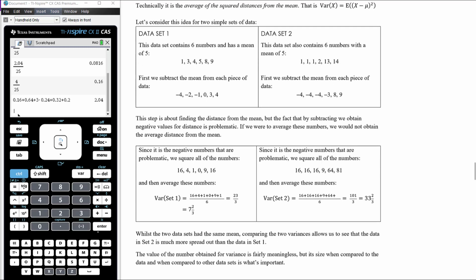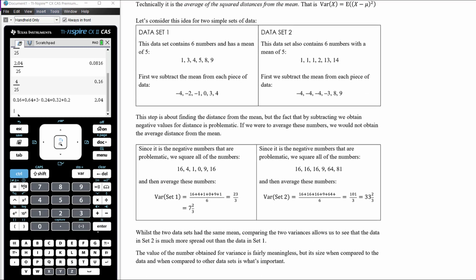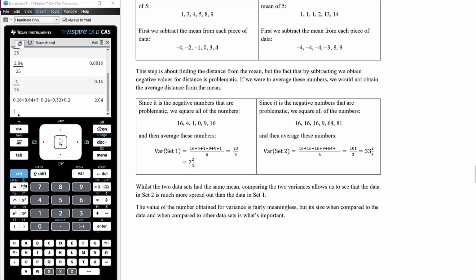It would be a measure of spread to just look at averaging the distances from the mean. But calculating that is more complicated because when we subtract the mean, we get positives and negatives. If I were to just average these, it wouldn't actually give me an average distance because the negatives are interfering. So in order to get rid of the negative problem, we're going to square all the numbers. -4 squared, -2 squared, etc. So now we have positive numbers. We've done exactly the same process here, subtracting the mean, subtracting 5, and then squaring each of the values. Squaring has now eliminated the negative problem.